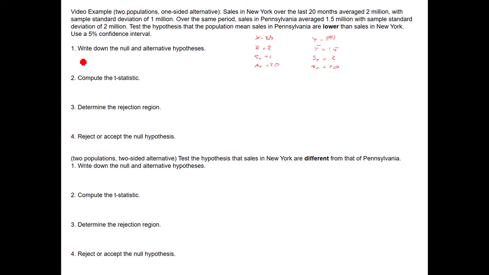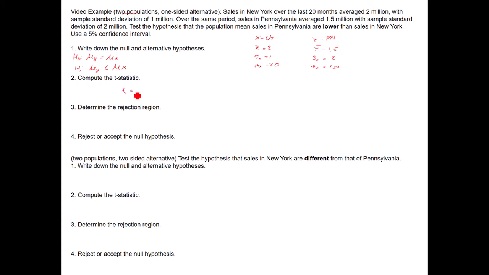So the null hypothesis always has to be an equality. And so we hypothesize that sales in Pennsylvania are equal to sales in New York. And we test that against the alternative that sales in Pennsylvania are less than mean sales in New York. Let's calculate the test statistic.